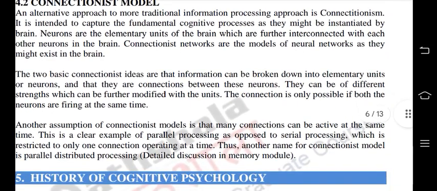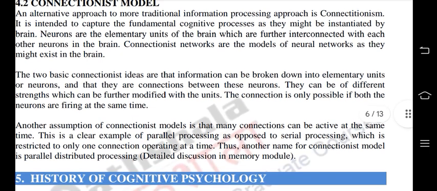The two basic connectionist ideas are that information can be broken down into elementary units or neurons, and that there are connections between these neurons. They can be of different strengths, which can be further modified within the units.